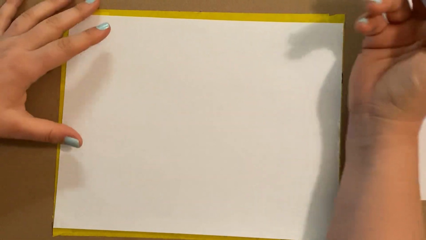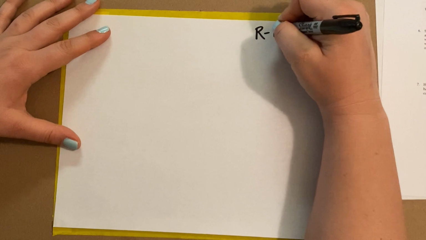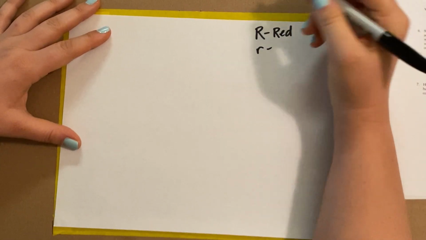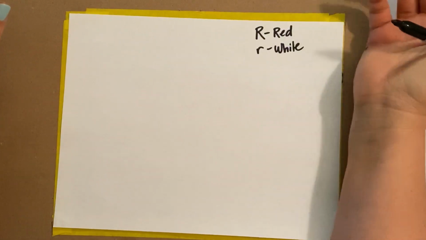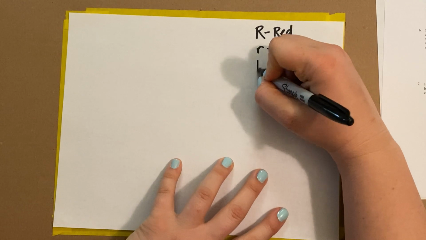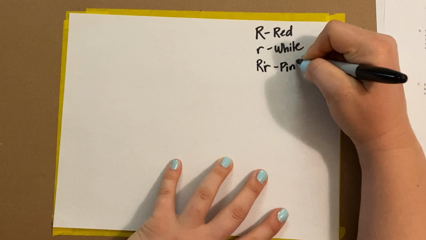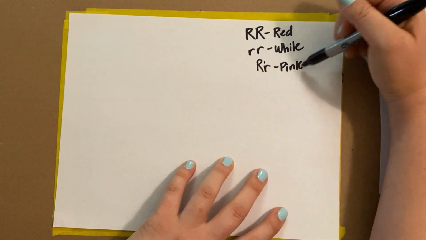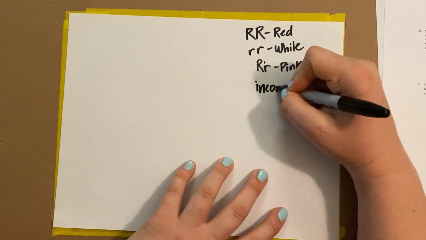What I'm going to do right now is, it doesn't tell me what letters I'm using, so I'm going to make them up. I'm going to say that capital R is red, and lowercase r is going to be white. But you're seeing pink show up, so big R, little r is going to be pink. I guess I should put these with their full genotype. In this situation, right away, I want you to think incomplete dominance.